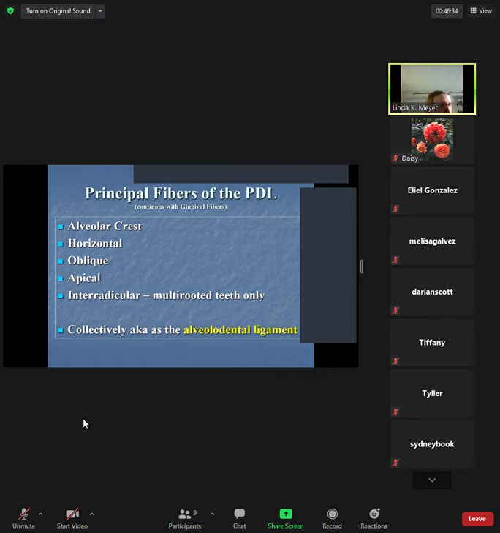Okay, and another term I just want you to write in, your book has this term there. They're more commonly known as just the principal fibers of the PDL, but they may be referred to as the alveolodental ligament. It's a connection between the tooth and the bone. Alveolo for bone, dental for tooth. So you may see that term and it just is referring to the principal fibers collectively.